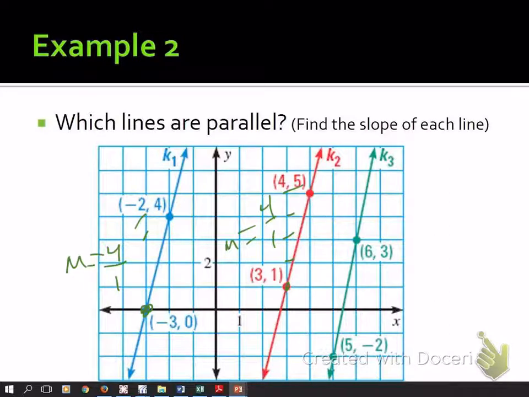And then this green line, I'm going to start here. I'm going to go up 1, 2, 3, 4, 5, and over 1. So the slope here is 5 over 1. Which ones are parallel? They're the ones that have the same slope.